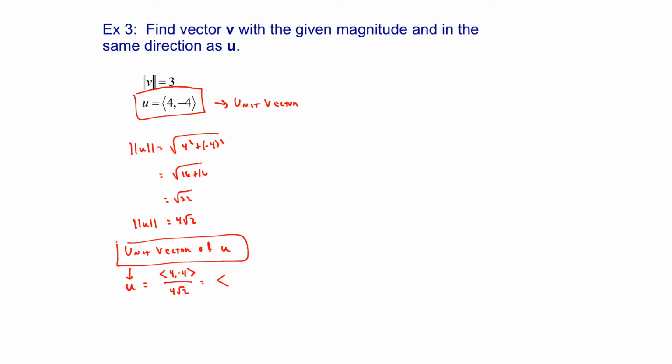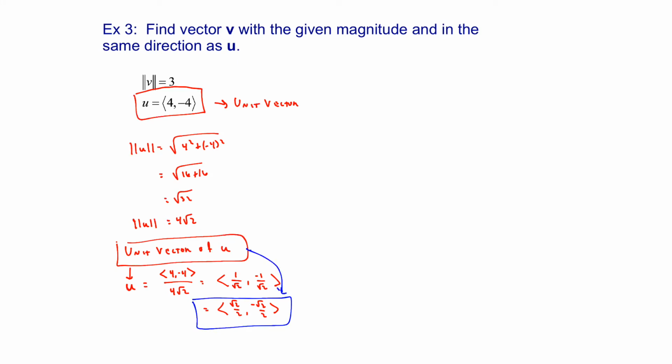So that'd be 4 over 4 square roots of 2. The 4's would cancel and give you 1 over the square root of 2. And negative 4 over 4 square roots of 2 would give you negative 1 over the square root of 2. And then we can simplify that to square root of 2 over 2 and negative square root of 2 over 2. So this is the unit vector of u.